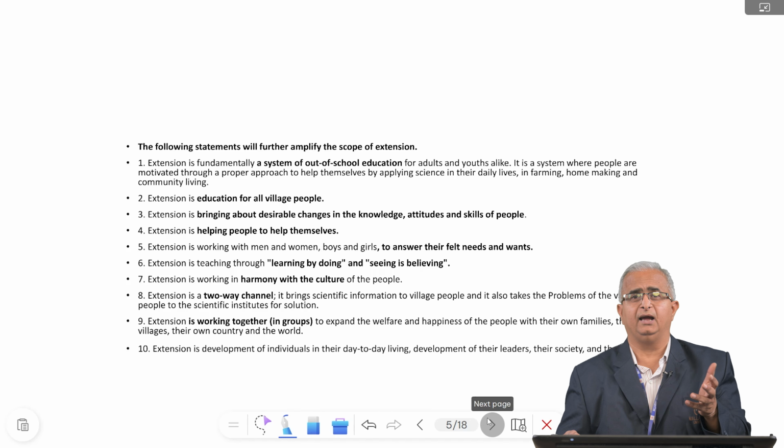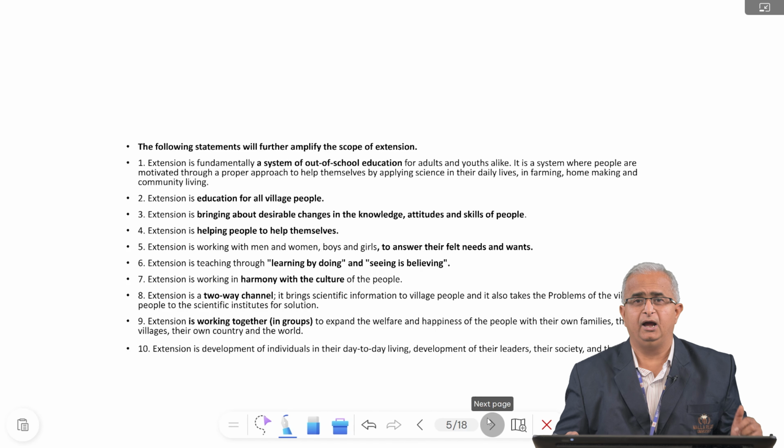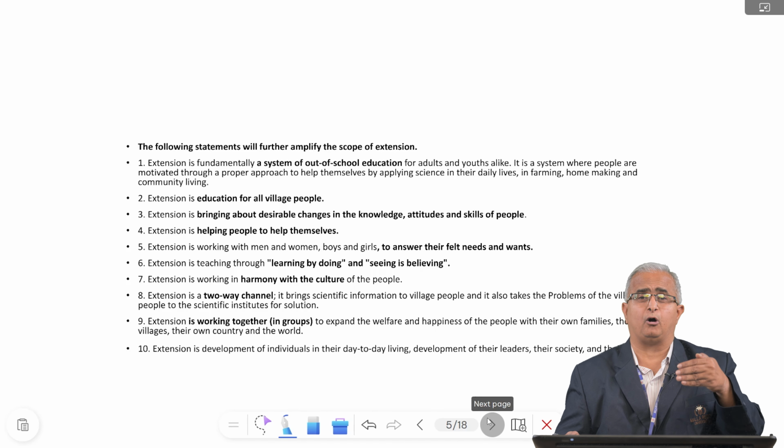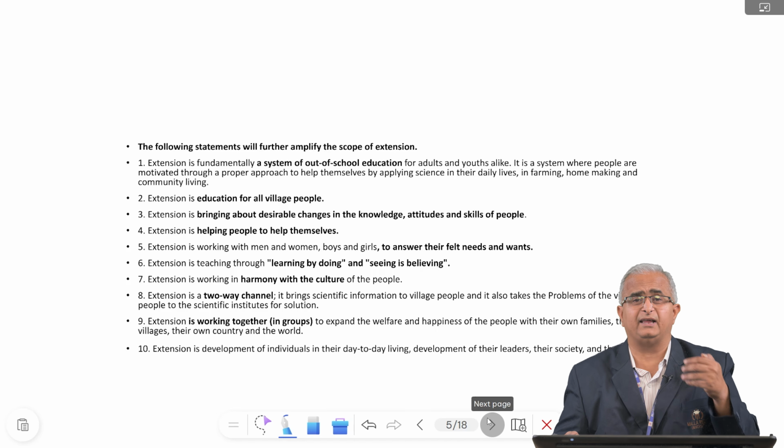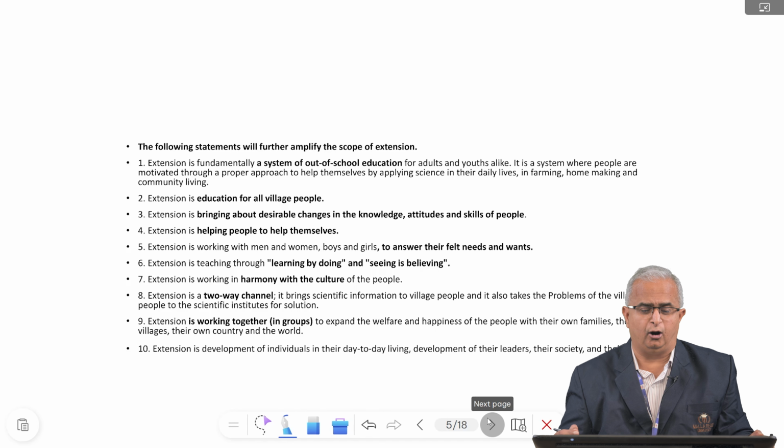Culture is the totality. And whatever the extension subject, it should be in harmony, in line with the culture of the people, according to their expectations, according to the village people's culture. Being an extension worker, you should be in a position to understand their culture and you should go along with them.